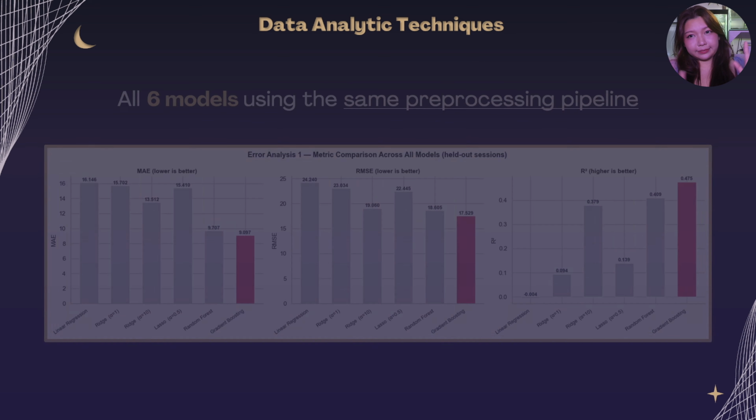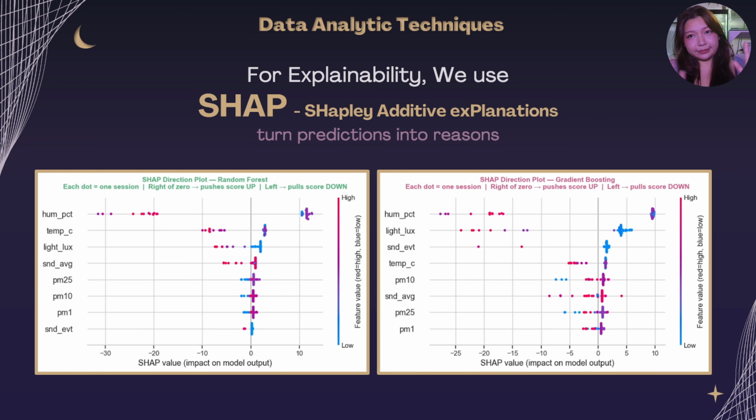For explainability, we use SHAP, or Shapley Additive Explanations. SHAP decomposes each prediction into a per-feature contribution. Every feature gets a SHAP value for a specific night. Positive means it pushed the score up, and negative means it pulled the score down. The explainer type is selected automatically: tree explainer for random forest and gradient boosting, linear explainer for ridge and lasso, and kernel explainer as a model-agnostic fallback.